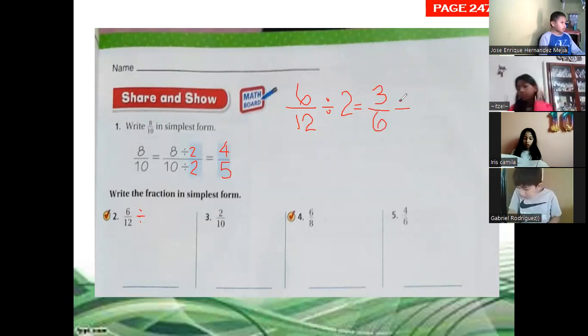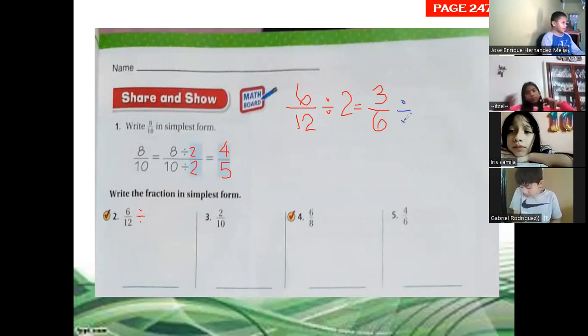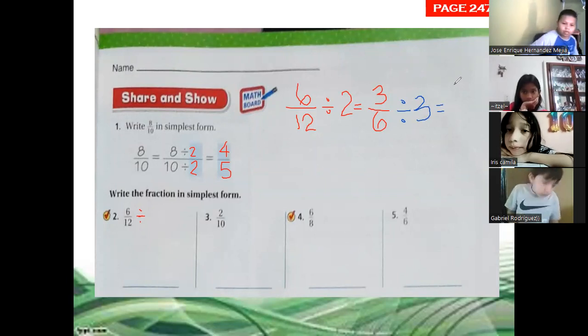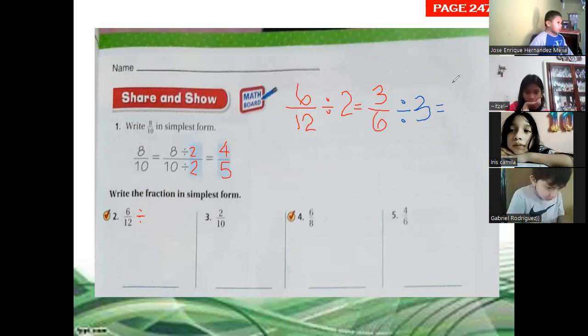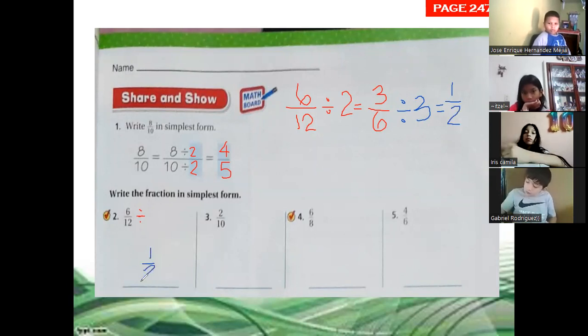But I can divide, for example, I'm going to use another color. The next number after 2? 3. Can I divide 3 by 3? Yes. 3 lempiras for 3 children equals 1. And 6 lempiras for 3 children? 2. See? So the simplest form of 6/12 is 1/2.